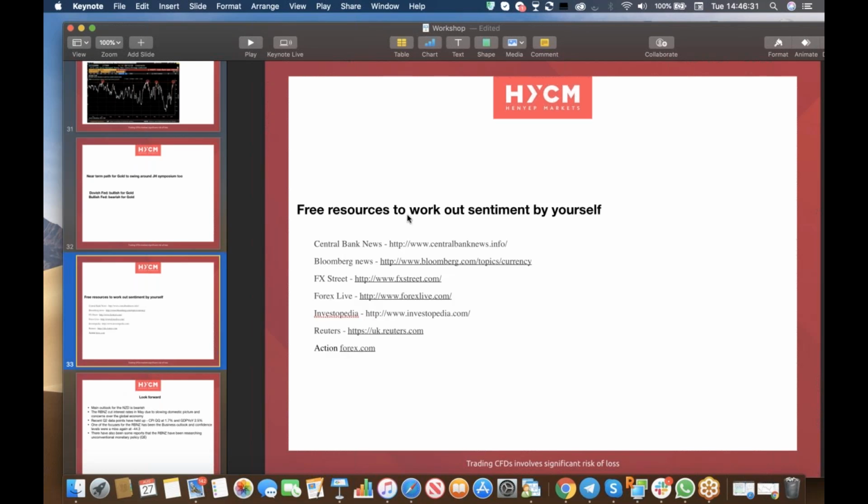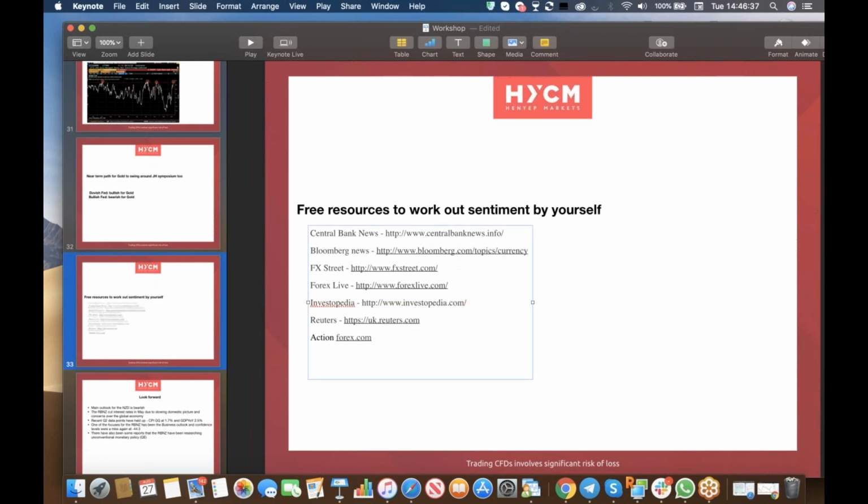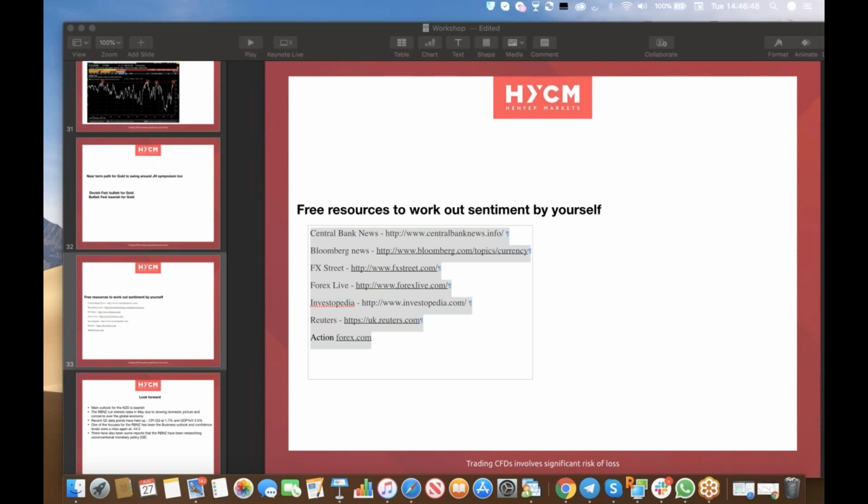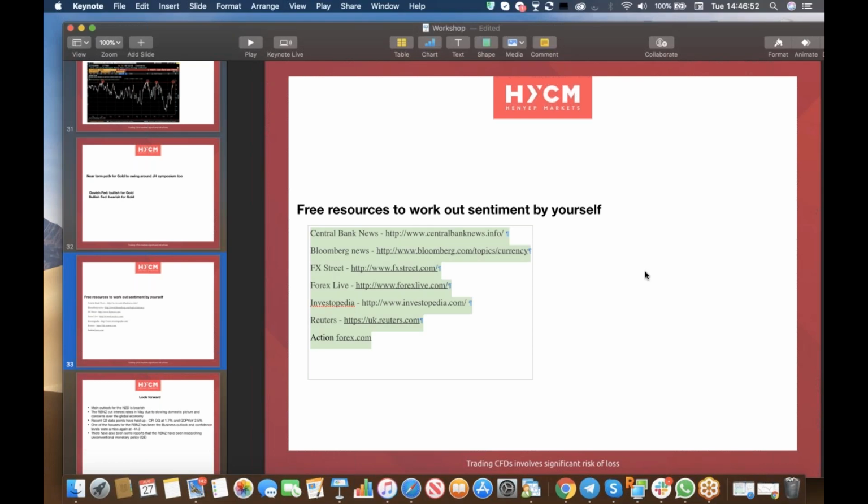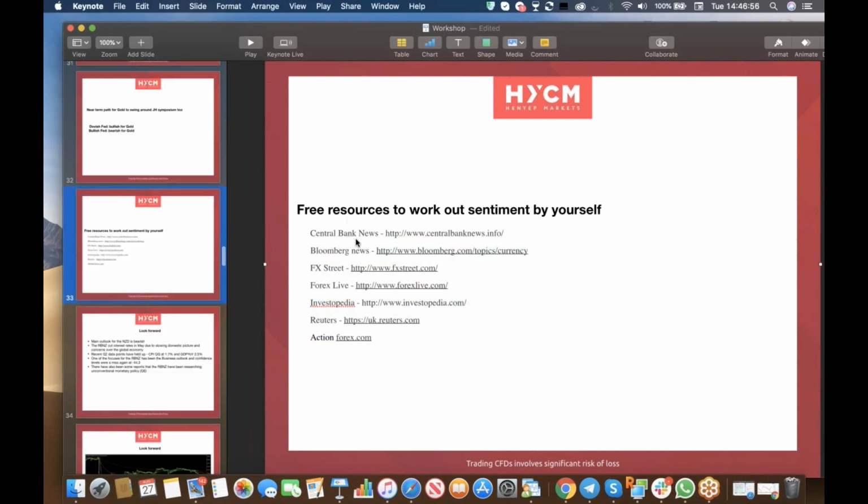Here are some free resources to work out sentiment by yourself. These resources here, you can just take a look at that. I'll see if I can copy that and send that to you. Yeah, there is a list of resources I've just sent out to you. So I'll just screenshot that. Well, that's come to you there, so you can follow along with the news.